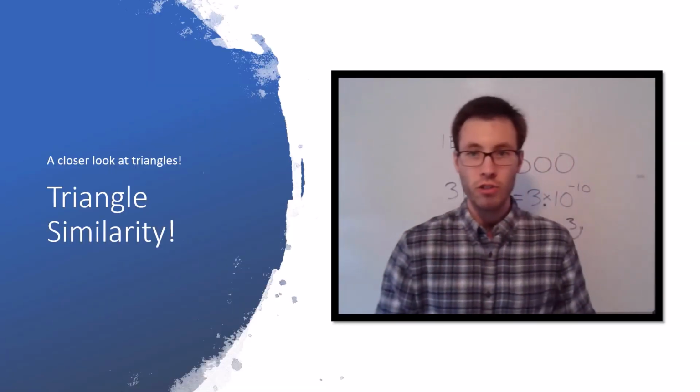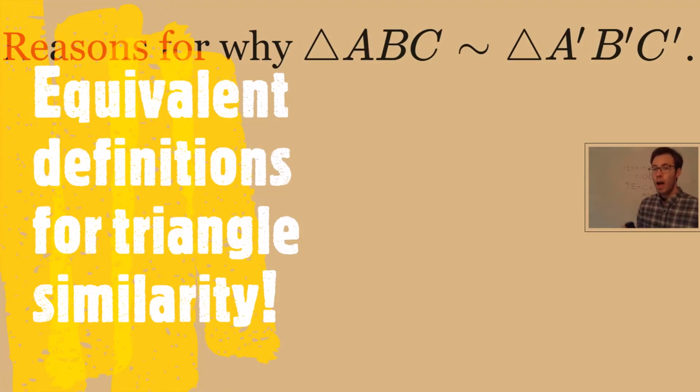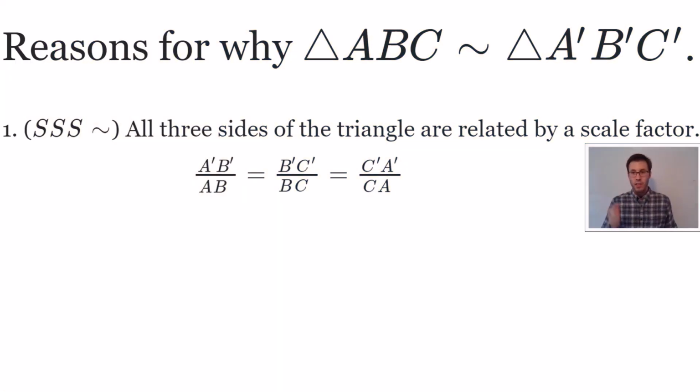All right, now let's take a closer look at triangles. Let's go over some reasons as to why triangle ABC would be similar to triangle A prime, B prime, C prime. And these work kind of beautifully with each other. The first reason, and these are very important reasons, I would definitely write this down, is known as SSS similarity. So we would write SSS and then write that squiggle symbol right there.